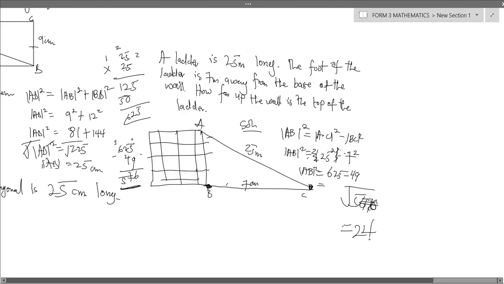So AB is the square root of 576, as we saw over here, which is going to give us 24. In the question, it was meters that was used. So 24 meters. Okay. Alright. So this becomes the height of our wall.